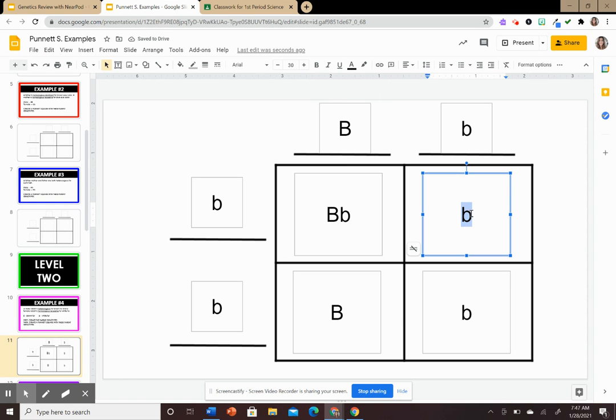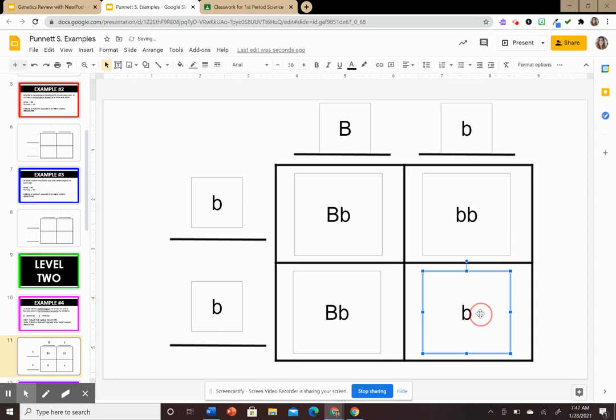Dragged across over here. And then we're going to go down to this one and drag across. And then drag across right here. Okay. And then that is it. We just completed the Punnett square.